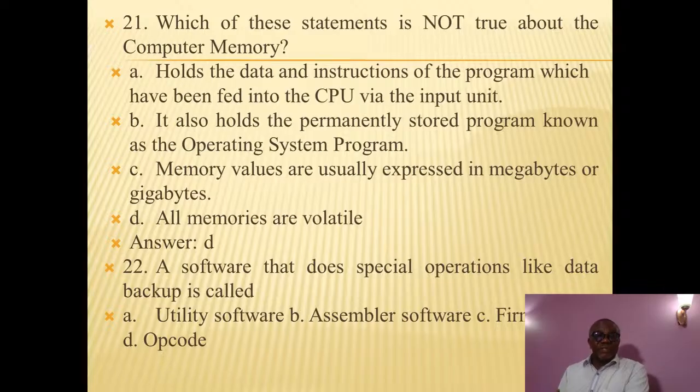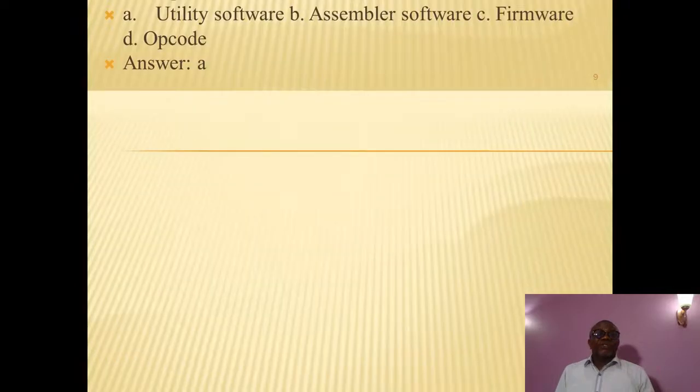So a software that does special operations like data backup is called what? We have utility software, assembler software, firmware, and opcode. Of course, opcode is off. Opcode is not a software, it's the operations code. Firmware, we said, is a hardware that is being programmed to perform specific tasks. Then assembler software, of course, is used for another thing, while the utility software is the one that is used for data backup, virus cleaning, and so on and so forth.